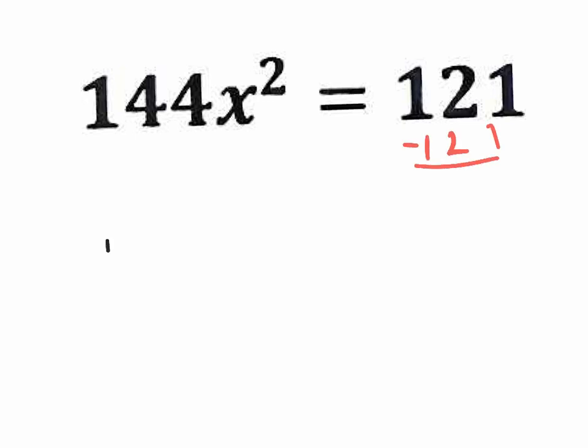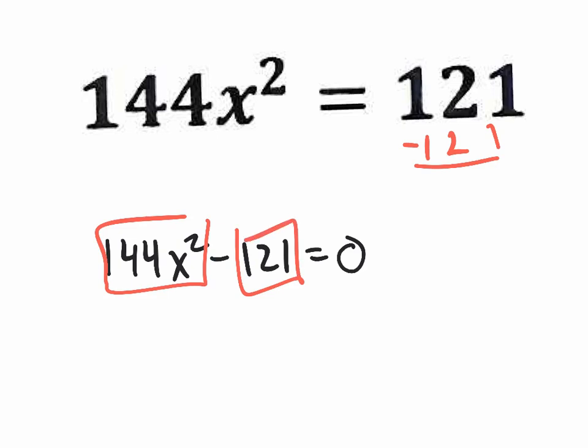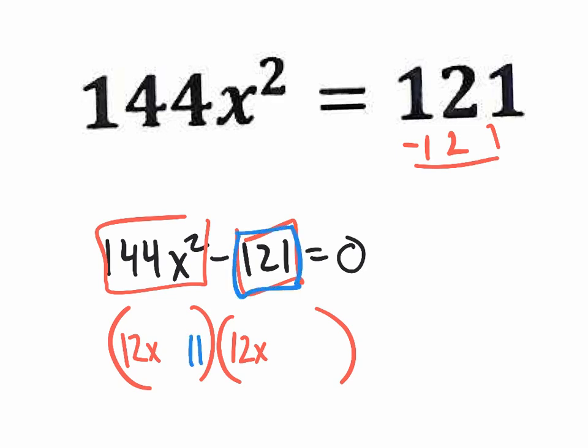I'm going to rewrite it. It's going to be 144x squared minus 121 equals 0. Okay? And now I could factor because I have a perfect square and I have a perfect square, and there is a difference of those two squares. So I could use a shortcut by square rooting 144. I'll get 12 with an x. So you put that at the beginning of your binomial. And then the square root of 121 is 11. So you put 11 on both second parts of your binomials. And because there is no middle term, they have to cancel out. One has to be plus, one has to be minus.